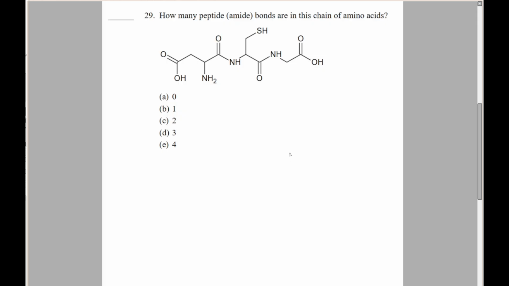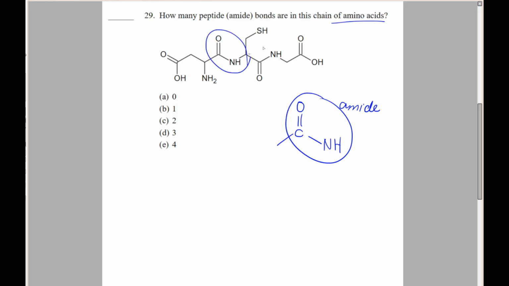So recall that an amide looks like this, where we have an amino group or an amine, and we also have this carbonyl group, or in this case, it would be sort of like a ketone. But combined, this is going to be our amide. So we just need to count the numbers of these in this chain of amino acids. So here we see there's one, and then we see there's another one here, and there's no more in this chain. And this means that our answer should be C, or 2 amide bonds.